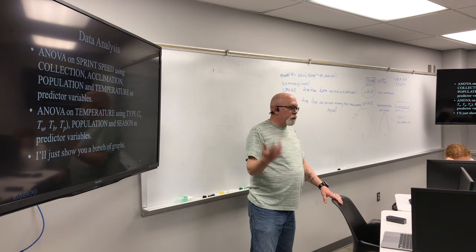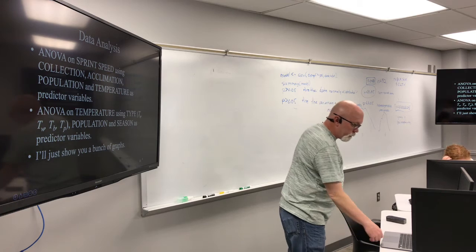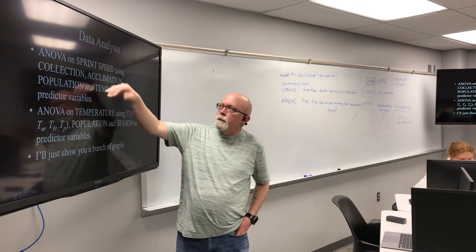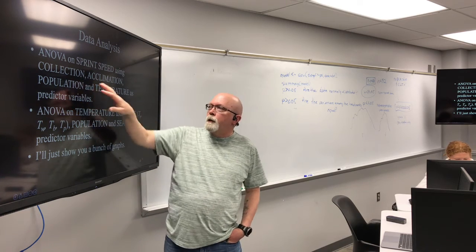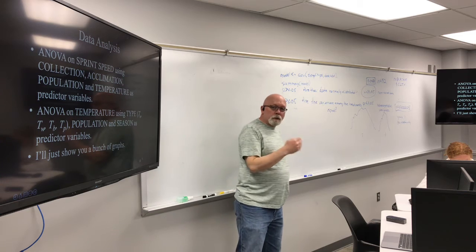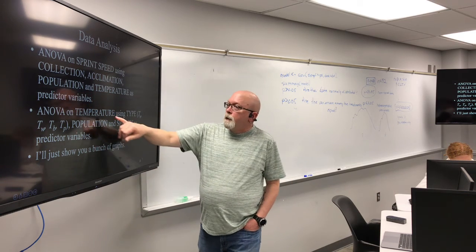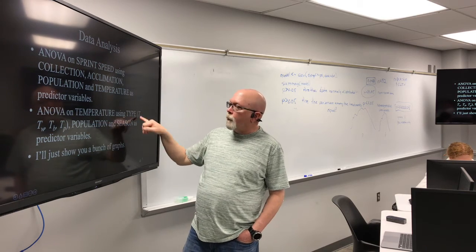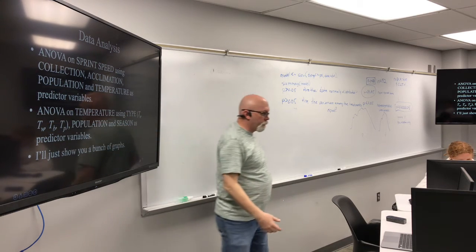And then we just do a bunch of data analyses. And we're doing data analyses on all kinds of things. Sprint speed, using collection, acclimation, population, and temperature. So this is a 4-way analysis of variance. This is a 2-way ANOVA. No, this is a 3-way ANOVA on all of these different types of temperature.